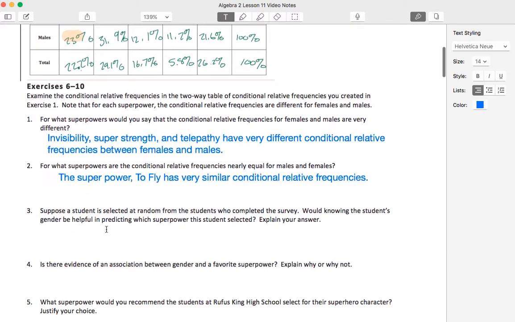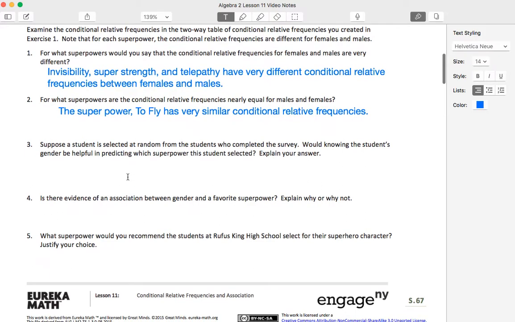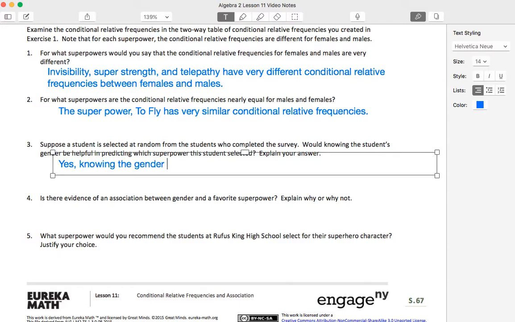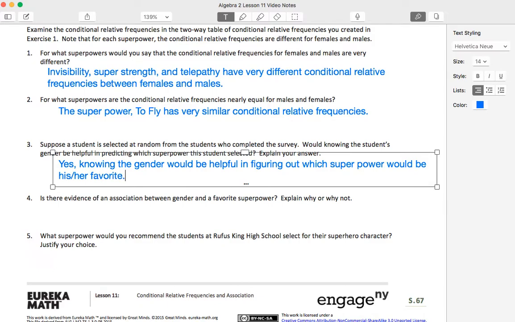Okay. Suppose a student is selected at random from the students who completed the survey. Would knowing the student's gender be helpful in predicting which superpower the student selected? Explain your answer. Yes. Knowing the gender would be helpful in figuring out which superpower would be his or her favorite. The data shows there is an association between superpowers and genders.